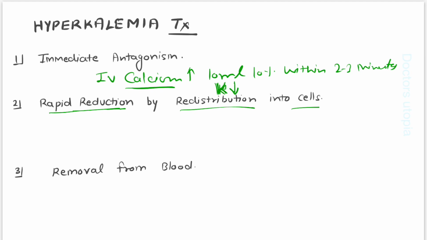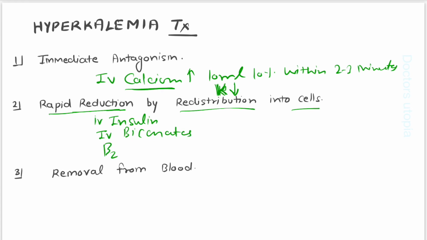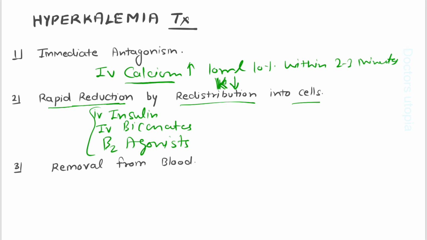We have some agents like IV insulin, IV bicarbonates, and beta 2 agonists. So we'll use these agents and we will redistribute into the cell so that it will decrease the level of the potassium in the blood. Or we can remove the potassium from the blood.